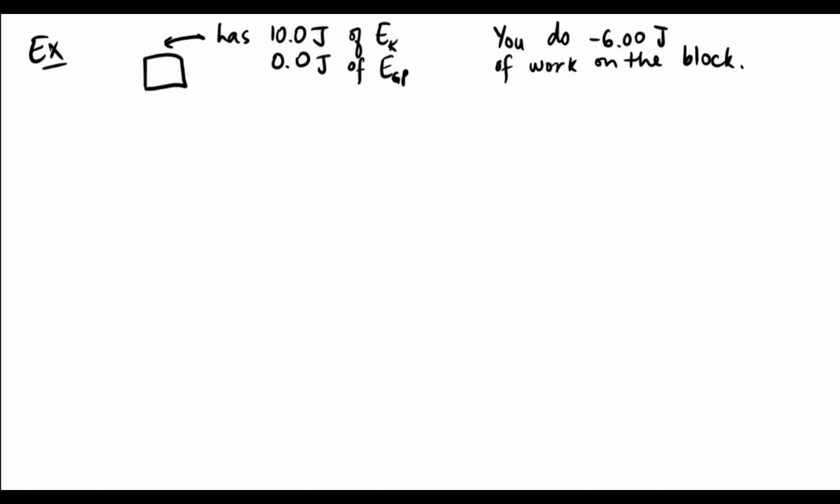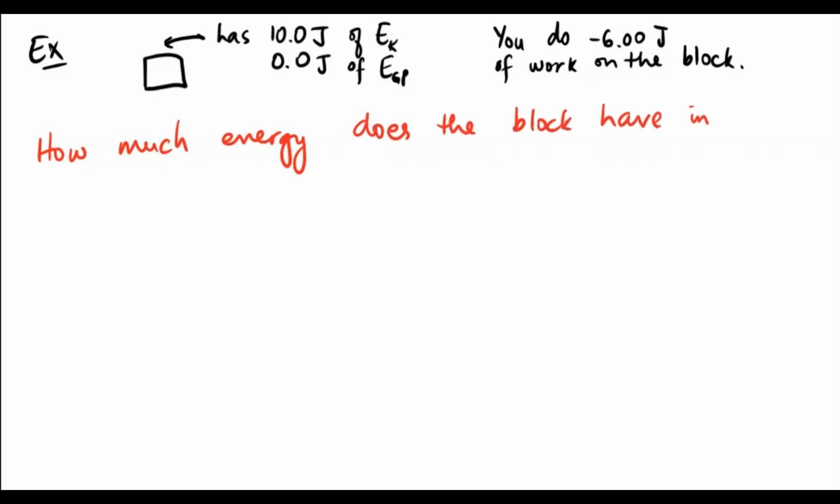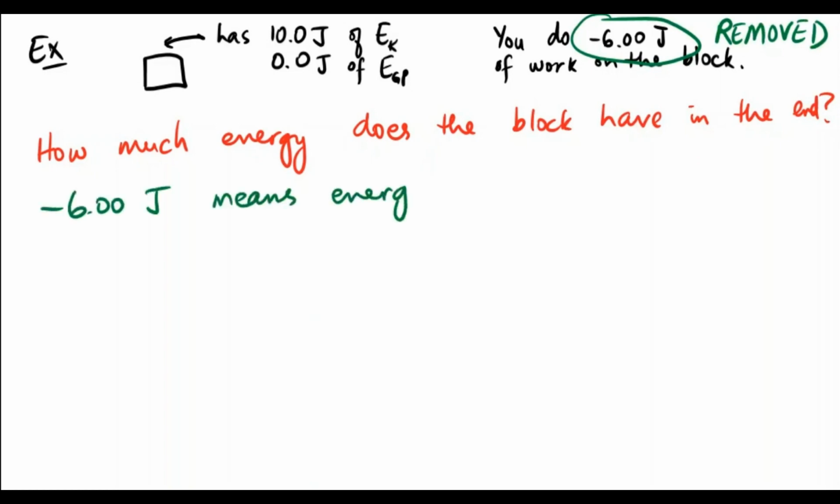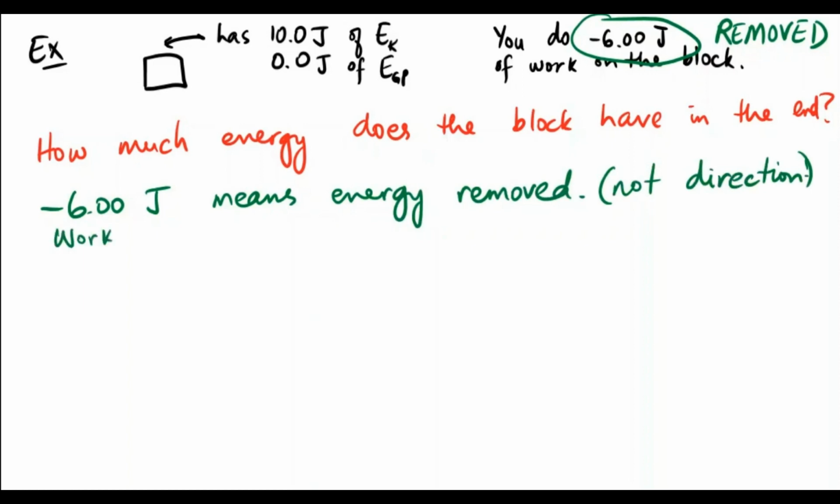What this -6 joules is going to help you understand is how much energy has been transferred to the block. The question can be phrased again as how much energy does the block have in the end. So let's start by understanding that the -6 joules means that some energy has been removed from the block, and keep in mind it's not telling you about the direction, left or right.